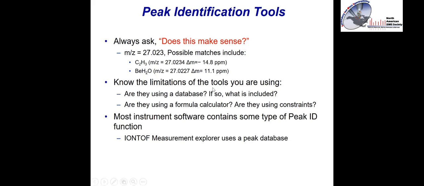It's also good to know the limitations of the tools you're using to identify your peaks. Is it a database? Are they using a formula calculator? What are the constraints that they use or you can use? And if you're using your instrument software that contains a peak ID function, know how they're doing it. For example, the IonTOF software uses a peak database, and that peak database is fairly extensive, but it does not contain everything that you could potentially analyze.